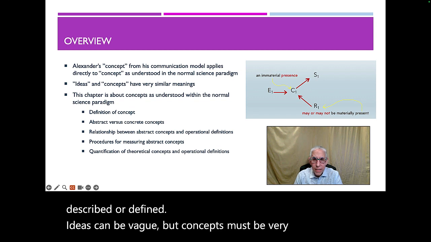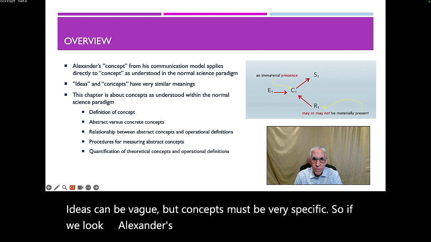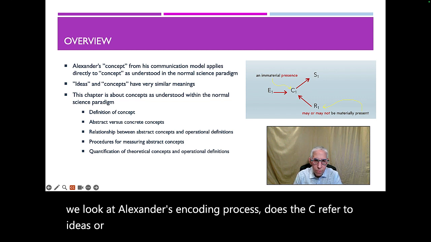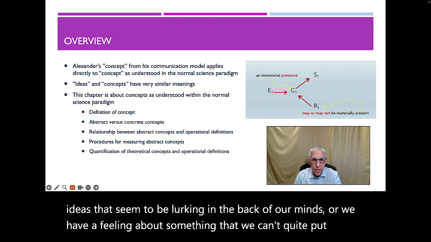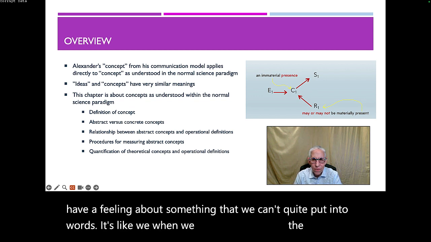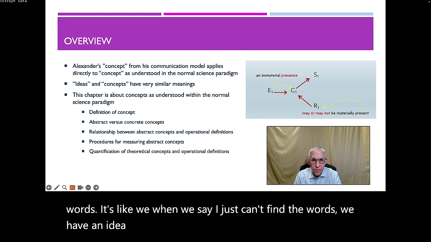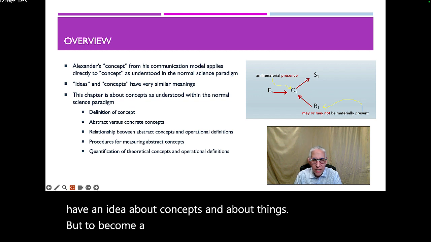So if we look at Alexander's encoding process, does the C refer to ideas or concepts? The answer is both, because we often have ideas that seem to be lurking in the back of our minds, or we have a feeling about something that we can't quite put into words. It's like when we say, I just can't find the words. We have an idea about concepts and about things, but to become a concept that can be used in science, we must have the symbols or words to fully describe or define them.